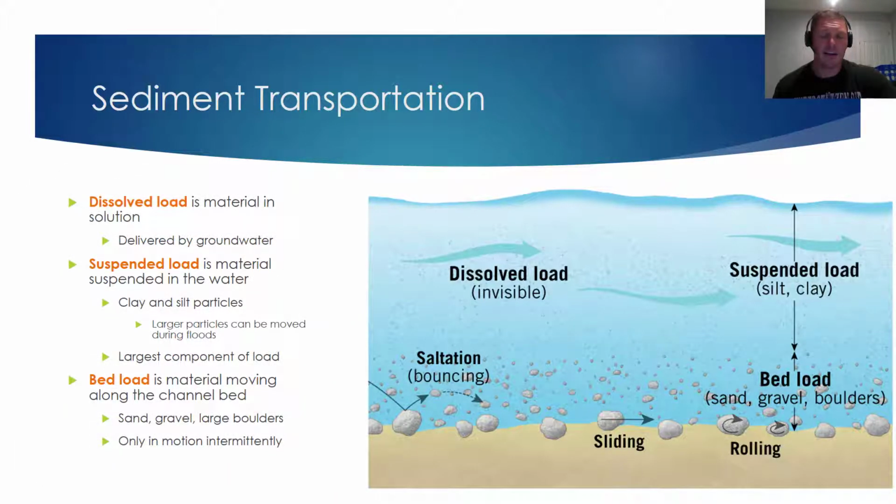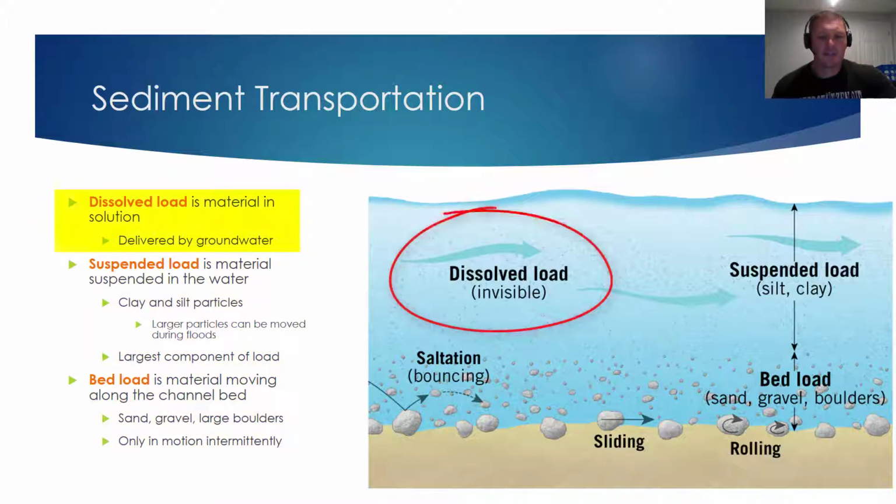A flowing stream is an excellent transporter of sediment, and we're going to focus on three primary rock materials that streams can transport, namely dissolved load, suspended load, and bed load. Dissolved load is invisible, and it's typically going to be delivered by groundwater. Dissolved load will be carried by the stream regardless of the stream velocity.